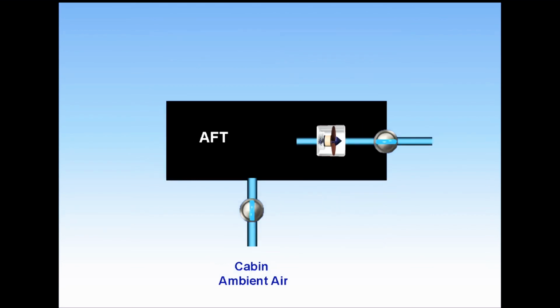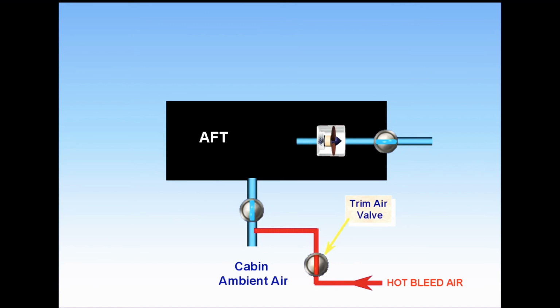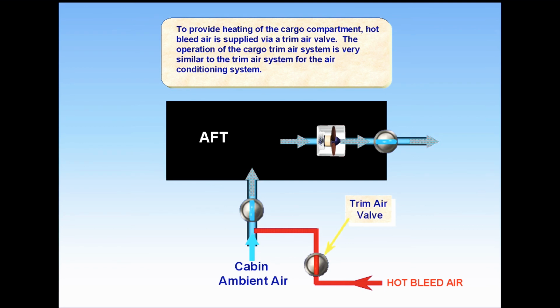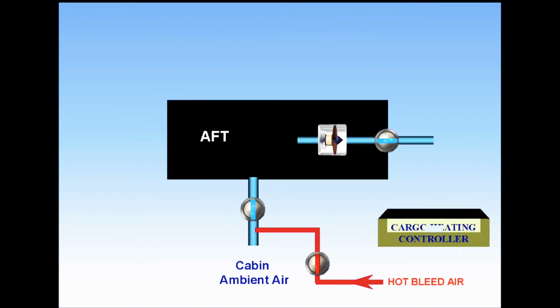To provide heating of the cargo compartment, hot bleed air is supplied via a trim air valve. The operation of the cargo trim air system is very similar to the trim air system for the air conditioning system. A cargo heating controller controls the trim air valve position to regulate the temperature of the compartment. The information is presented on the ECAM conditioning page.